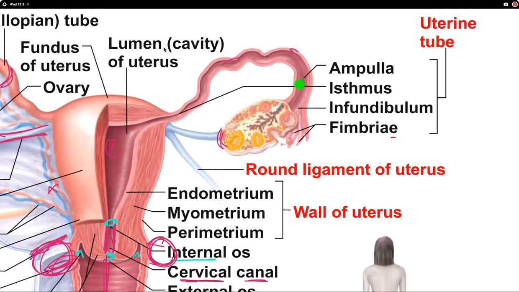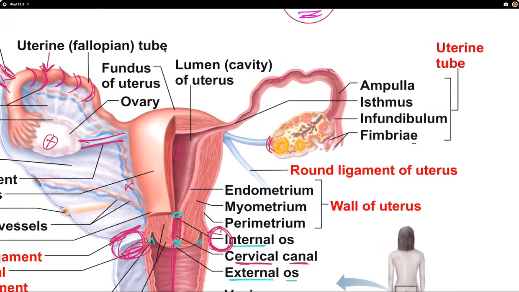This egg in the ampulla, if it meets sperm, becomes fertilized, and the fertilized egg is going to be traveling through the fallopian tube, where it gets connected to the uterine cavity by the isthmus. The isthmus is this tiny connection between the uterine tube and the endometrium, the endometrial cavity.